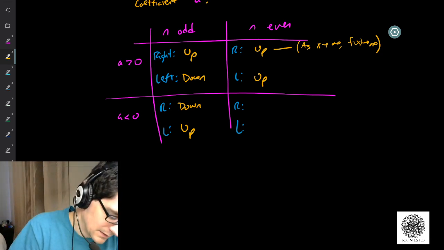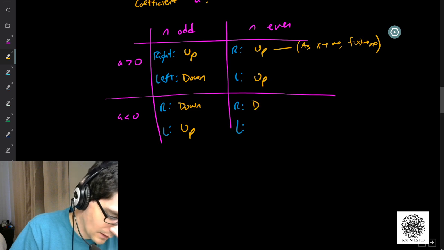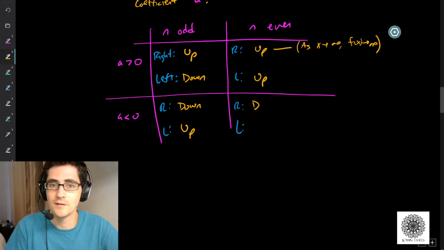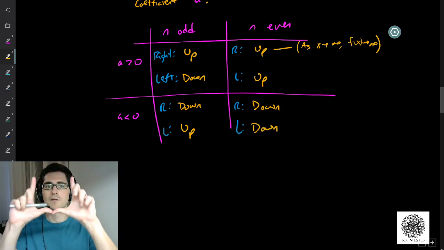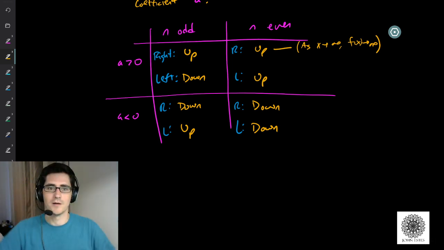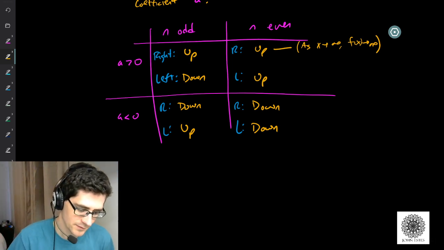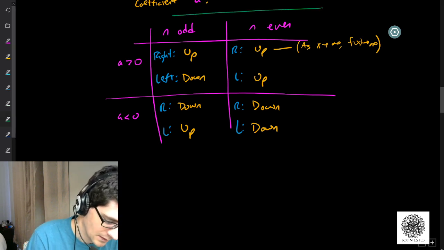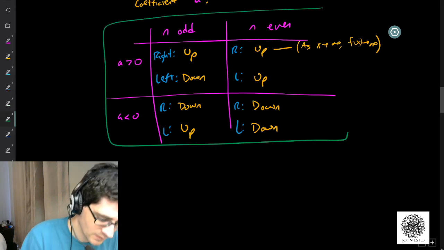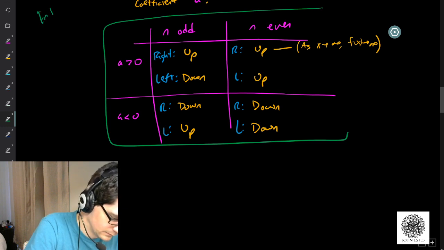I'm sorry, when n is even, the right and the left are the same. So if a is negative, they both go down. x squared, negative x squared, like that. Okay, so this little chart characterizes the end behavior of polynomials.